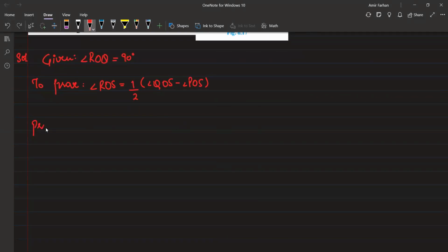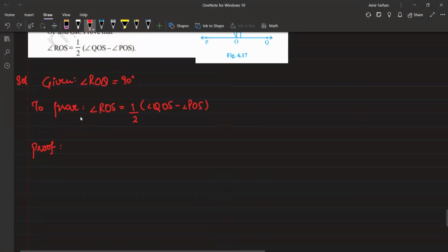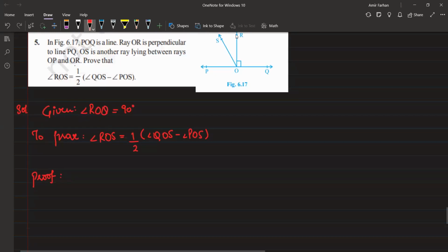Let's come to the proof part. Can I write ROS plus SOP equals 90 degrees, because this is a straight line and 90 is given? So what will be left here? 90, the whole angle. Simrat and Abdul, yes or no? Yes. Very good. So angle ROS plus angle SOP is equal to 90 degrees. This is our equation one.